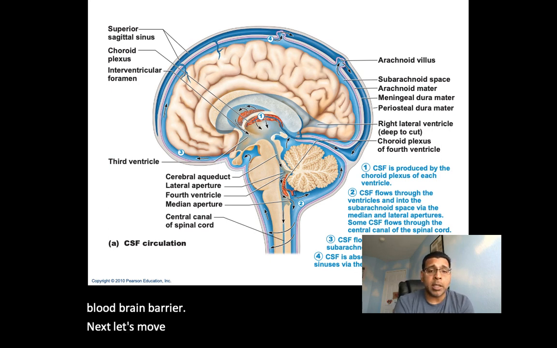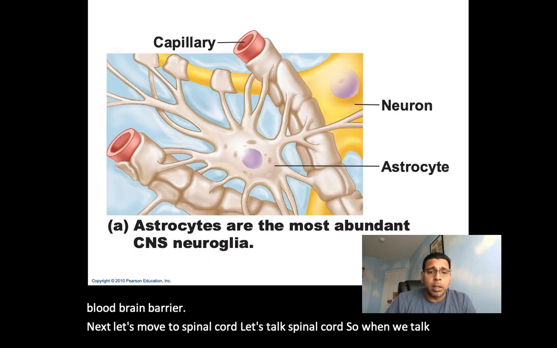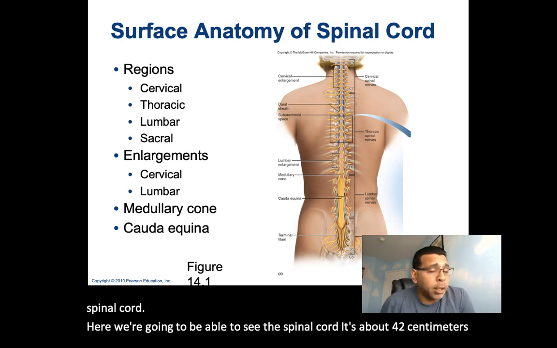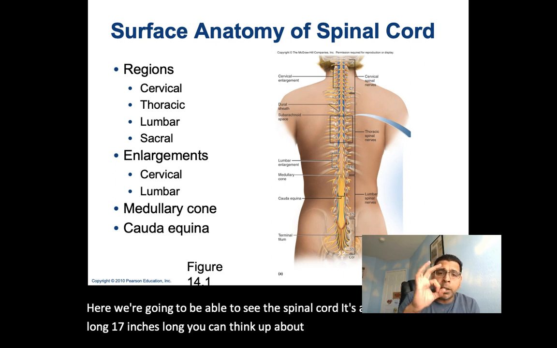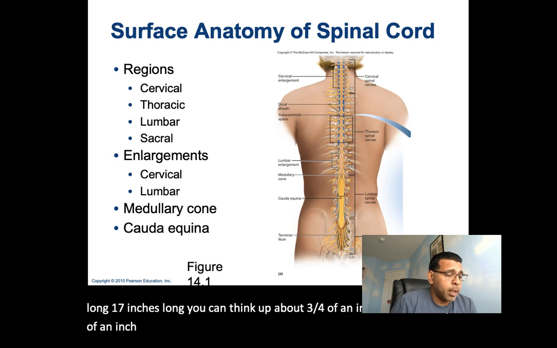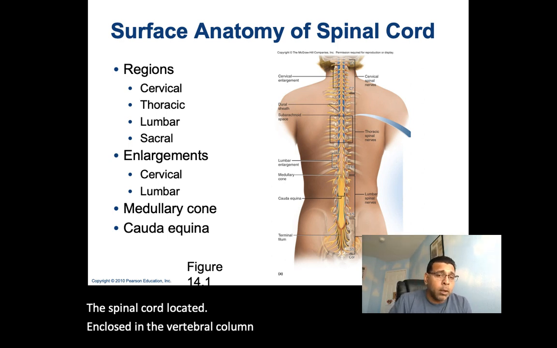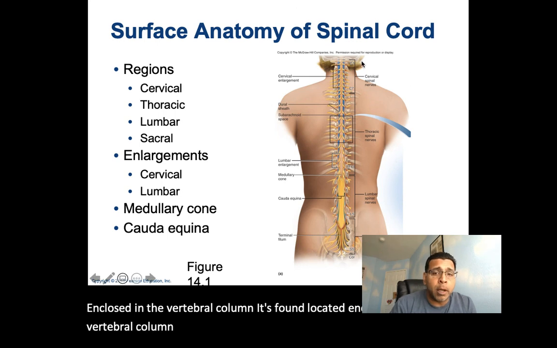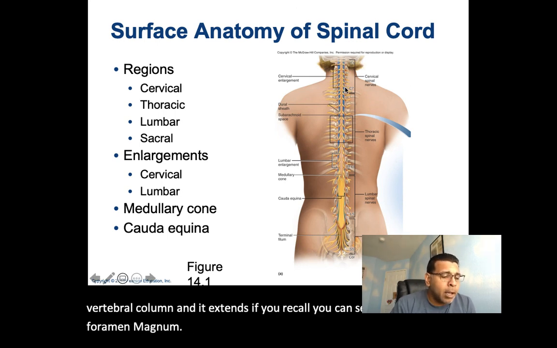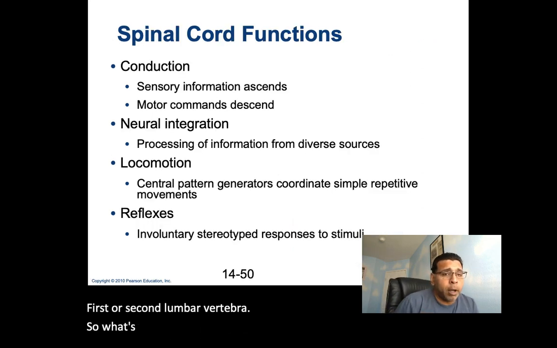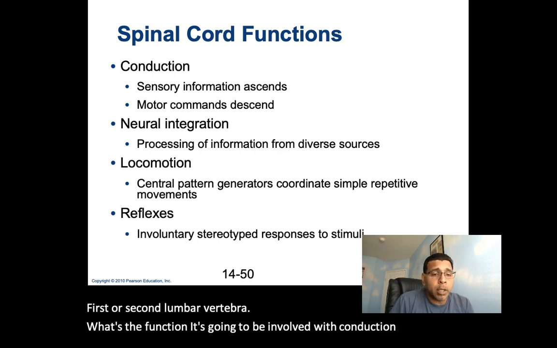Next, let's move to the spinal cord. Here we're going to be able to see the spinal cord. It's about 42 centimeters long, 17 inches long, you can think of, and about 3/4 of an inch thick. The spinal cord is located enclosed within the vertebral column. It extends, if you recall, from the foramen magnum down to the level of the first or second lumbar vertebra, just inferior to the ribs. So what's the function? It's involved with conduction, neurointegration, locomotion, and reflexes.